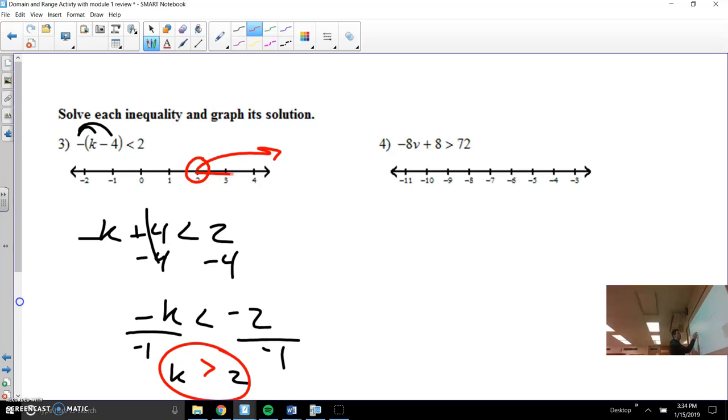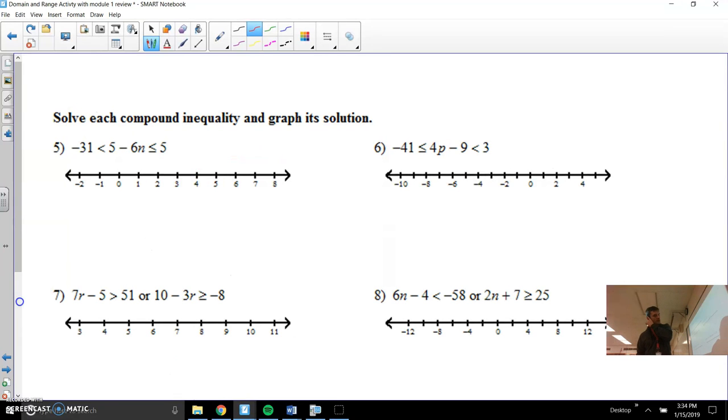You can draw it here. It doesn't really matter. Either way, I just like to draw it above the line because in pencil or pen, sometimes you can't see which way you drew it when you just do it on the axis. So any value strictly greater than 2 would be fine for that. So you try number 4. And let's do some compound inequalities.